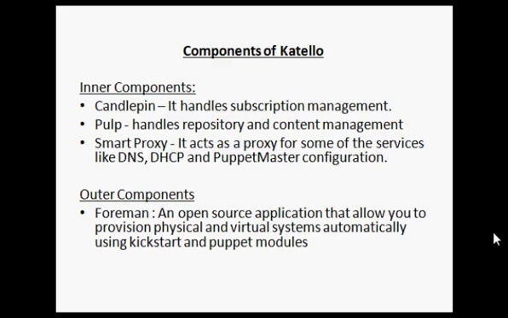Components of Katello. The inner components of Katello: Candlepin, Pulp and Smart Proxy. Candlepin is used to handle subscription management. Pulp is used to handle repository and content management. Smart Proxy acts as a proxy for services like DNS, DHCP, and Puppet Master configuration.